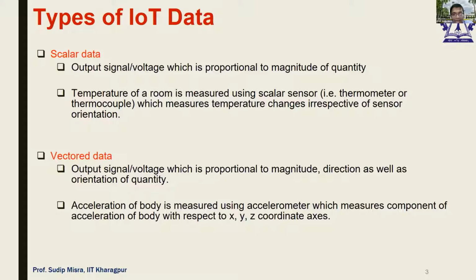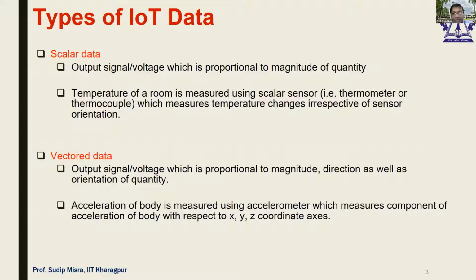So the scalar data and the vector data, I'm not going to go into much detail, but those of you who understand the difference between scalar quantity and vector quantity, the same concept basically applies in the context of data as well. In scalar data, you are talking about only the magnitude of the data. In the context of vector data, we are not only talking about magnitude, but also the direction. Both are important. For example, temperature is a scalar quantity, so the temperature data is scalar data.